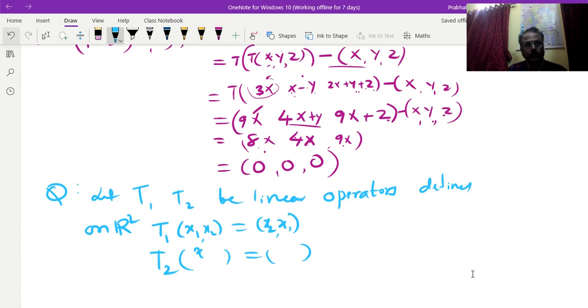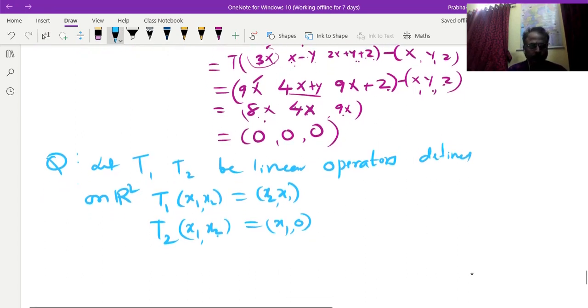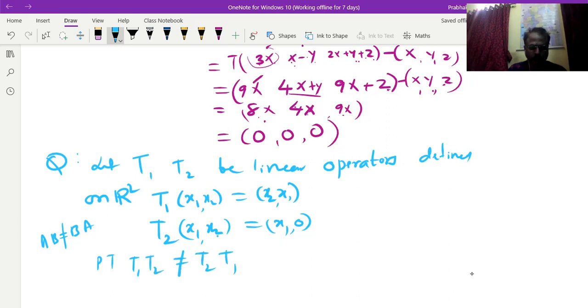x1, x2, so it becomes x1. The second component becomes 0. So whatever the point is, 2, 3 becomes 2, 0. So it becomes a projection on the x-axis. With this, we have to prove that, just like matrices: suppose the matrix for A is T1, the matrix for B is T2, then AB is usually not equal to BA. Similar thing happens. Prove that T1 T2 is not equal to T2 T1.